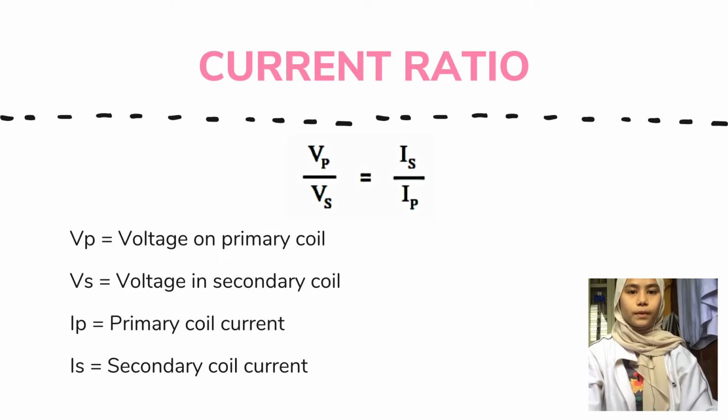For current ratio, the voltage in a transformer winding is inversely proportional to the current in the windings. The equation below expresses the relationship. Vp is the voltage of the primary coil. Vs is the voltage on the secondary coil. Is is the secondary coil current. Ip is the primary coil current. We may describe the current ratio in terms of the turn ratio, since the voltage ratio is equal to the turn ratio, as shown in the equation below.